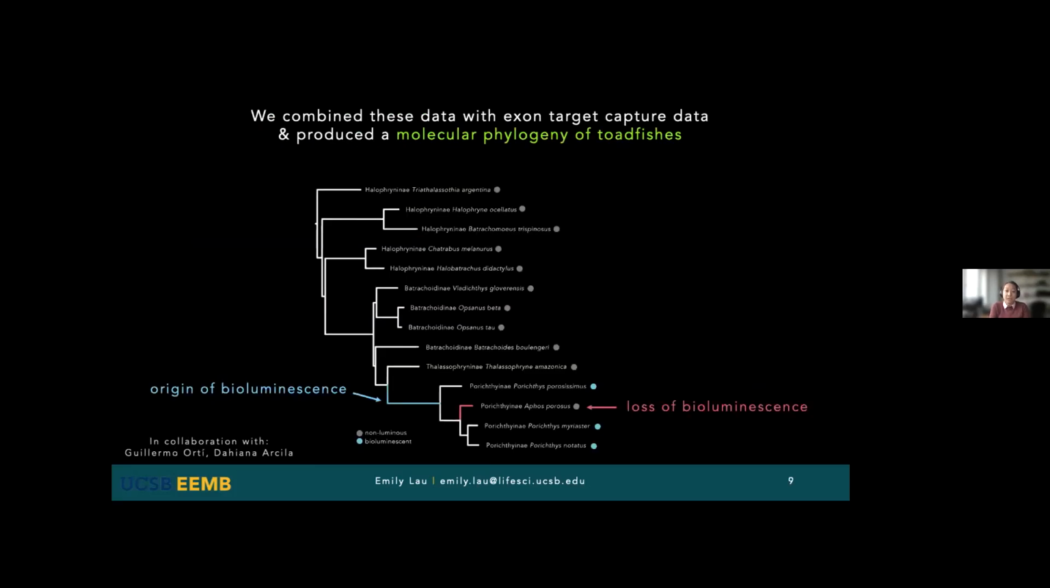And we combined our genomic data with exon target capture data, and we generated a molecular phylogeny of toadfishes. All toadfishes here in gray are non-luminous, and only the Porichthys species are luminous. And we found that Aphos porosus, which is non-luminous, was actually nested within the clade of Porichthys, which suggests that this was a loss of bioluminescence. But luckily, for our analyses, there is a publicly available genome for the closest outgroup, the Lasiognathus.